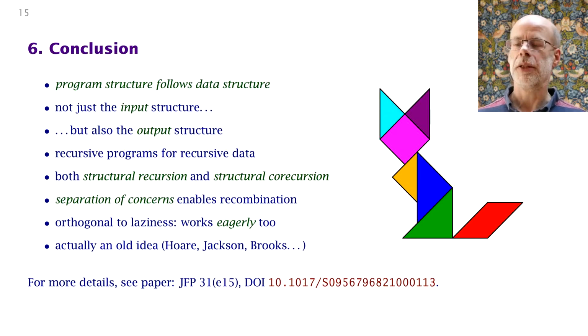And of course, what I've said is not new. It's all there really in the work from the 1970s by Tony Hoare and Michael Jackson and Fred Brooks and many others. There's more discussion and there are more examples in my paper, How to Design Co-Programs, which is in Journal of Functional Programming. Thank you.